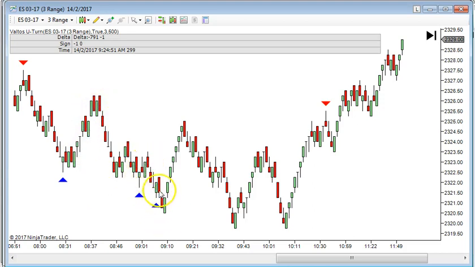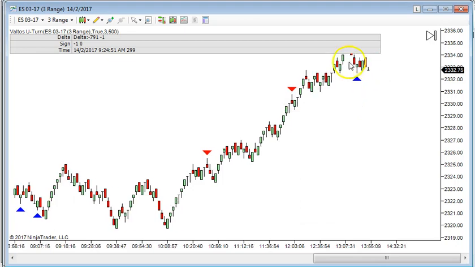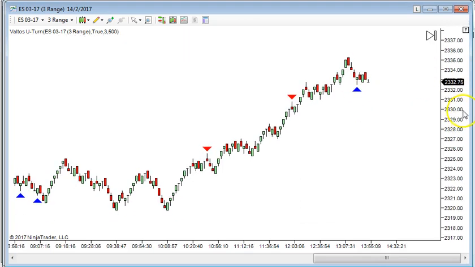It's a 3-range chart. This one took a little bit of heat before it went up. This one started working, then failed. That one failed. And then, here late in the day, I'm just trying to think, what did March E-minis settle at?